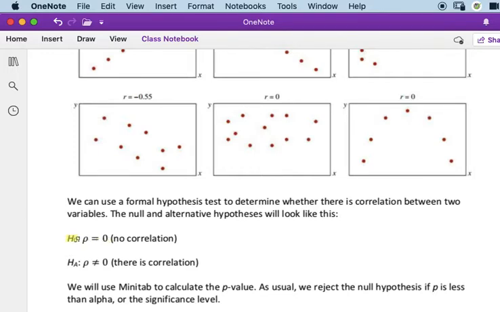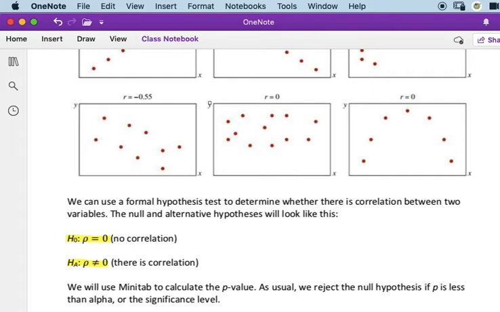Our null hypothesis here is that rho equals 0, which means there's no correlation between the points. And our alternative hypothesis is that rho is not equal to 0, which means that there is a correlation. So we will get the p-value in Minitab and then compare it to the alpha.